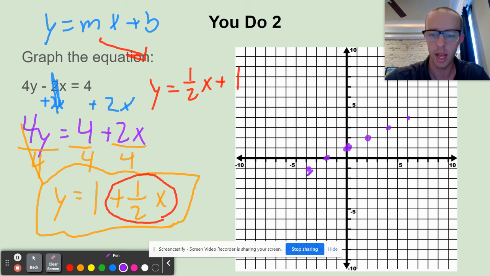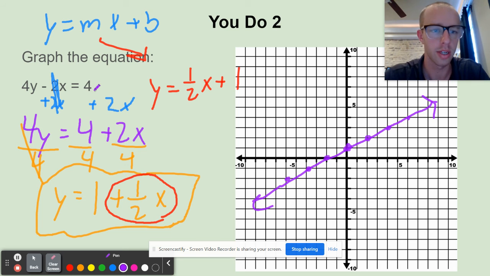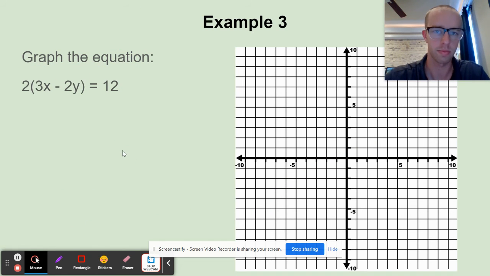You can see that as I'm plotting my points, it's connecting into a pretty straight line. All right, so I can connect these now. And now I've graphed the equation. Here's the original equation. Here's the graph that matches it. All right, let's try one more.